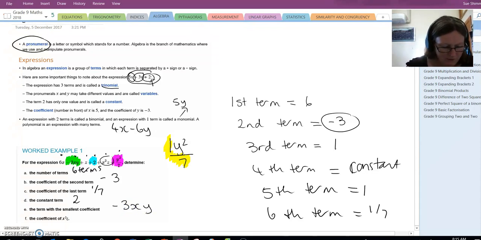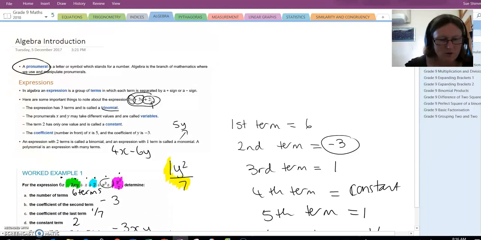What is the coefficient of x squared z? So the one that I've circled here. The coefficient is the number in front. There's like an invisible 1 in front, so the coefficient of that term is 1. So this introductory video makes sure that we know how many terms there are, what the coefficient means, what the constant term means.